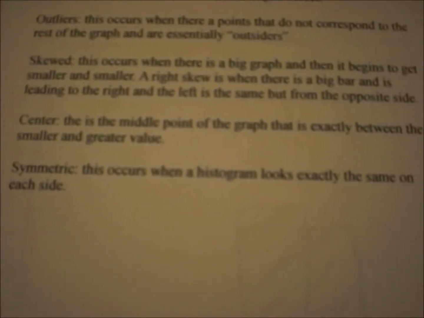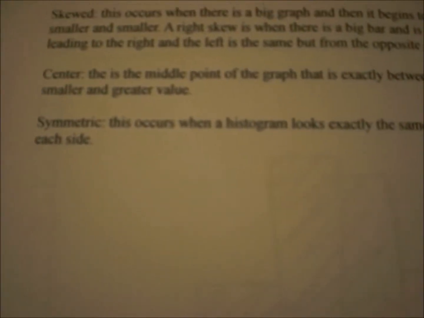A right skew is when there's a big graph and it is leading to the right, and the left skew is the same but from the opposite side. Center: this is the middle point of the graph that is exactly between the smaller and greater values. Symmetric: this occurs when a histogram looks exactly the same on both sides.